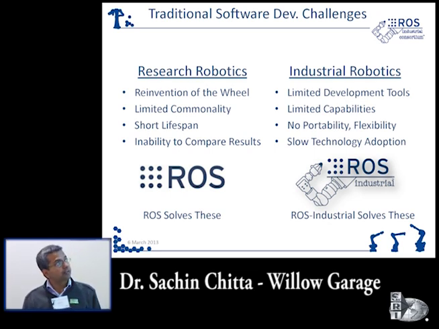And in industrial robotics, you have a slightly different set of problems. You don't have great development tools, so the development tools have not kept up with the rapid advance in computing and software engineering. You have a limited set of capabilities. Some of the research capabilities, which might actually be mature, have not gotten out as far as they should. And one of the biggest problems is portability and flexibility. Every time you're working with different robots, you might have different interfaces with different sensors. You might have to deal with different drivers, and there's no common infrastructure to pull all these things together. And that's why there's a slow technology adoption. It takes a little bit of time for these things to go through.